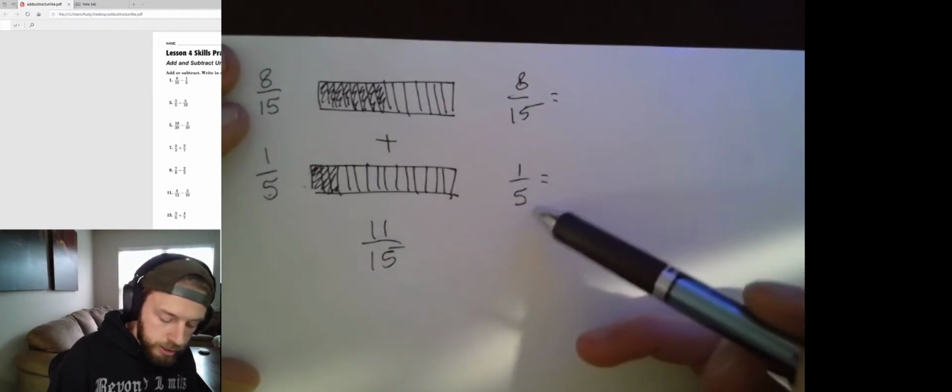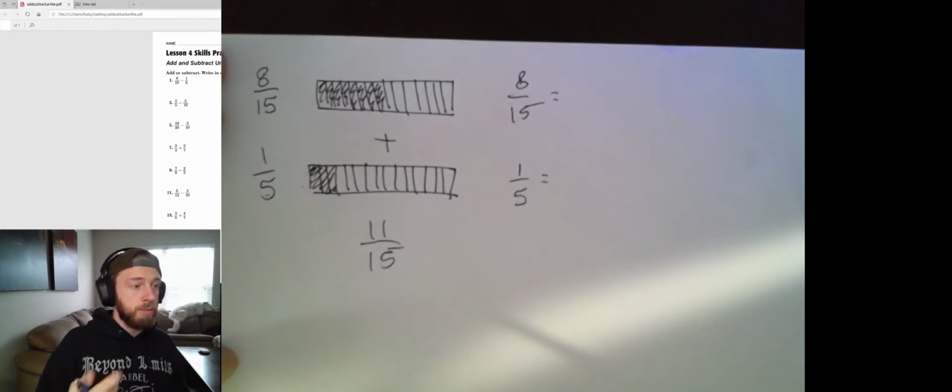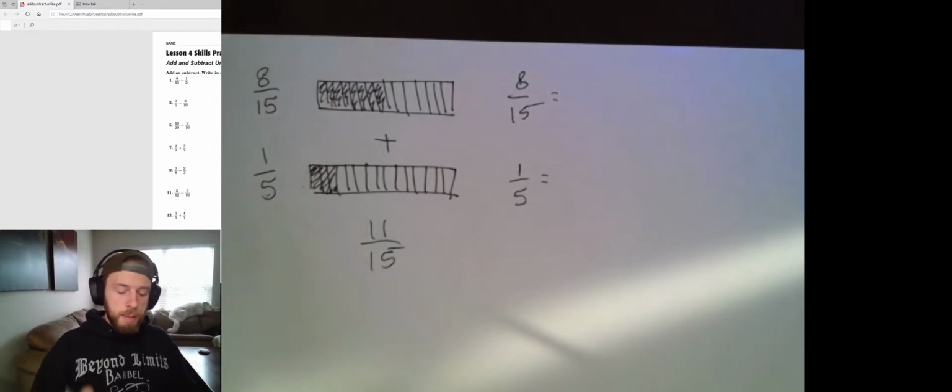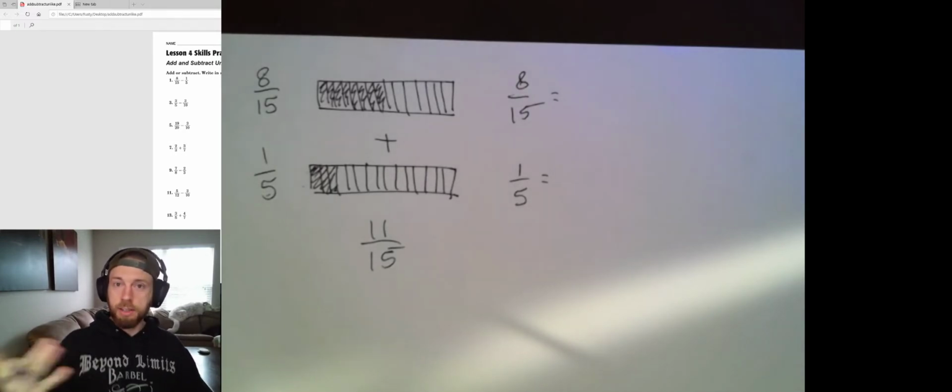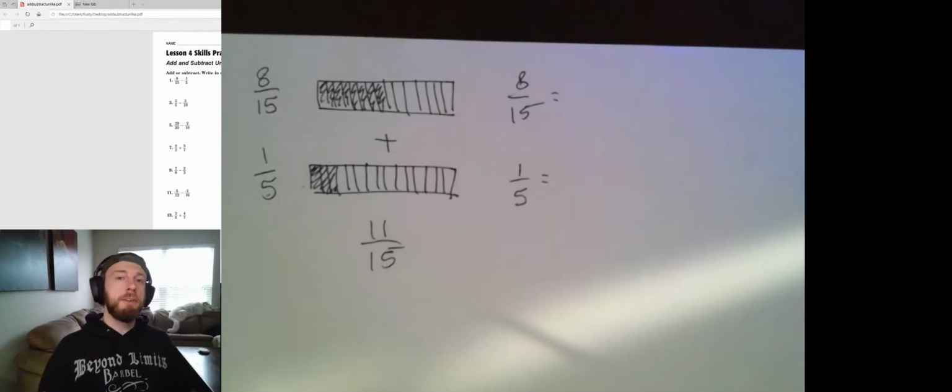For example, if I skip count by 5s, I'm going to go 5, 10, 15, 20, 25, 30. And I'm going to skip count by 15s. And the first number that they both have in common, that's the least common multiple. So let's start with 15s. 15, done. Right? Because 5 skip counts to 15. So that means that 15 is the least common multiple.